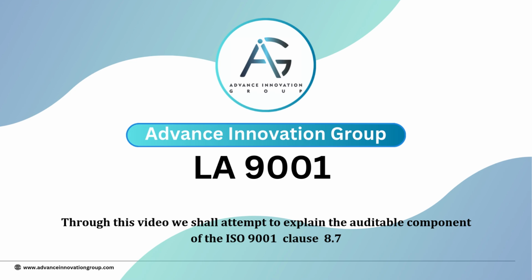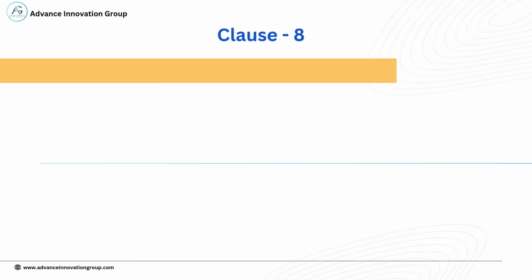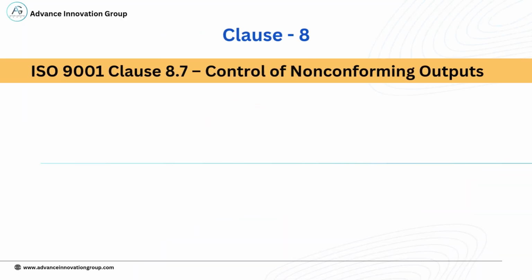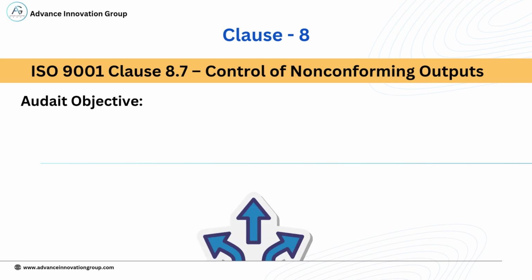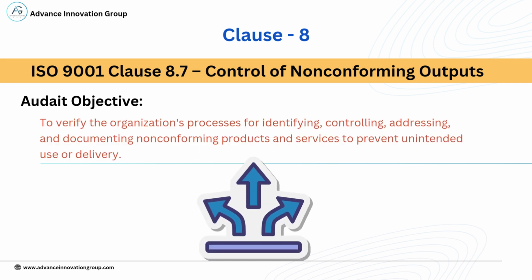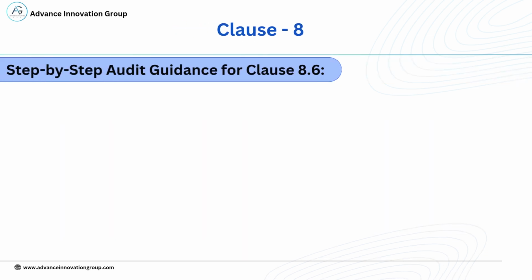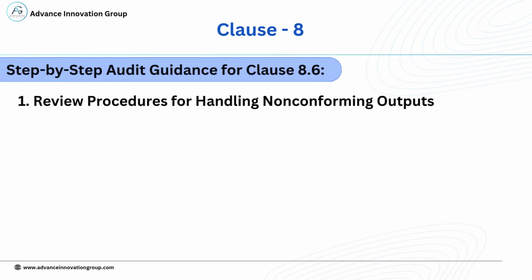Through this video, we shall attempt to explain the auditable component of ISO 9001 Clause 8.7. Clause 8, ISO 9001. Clause 8.7, Control of Nonconforming Outputs. Audit objective: to verify the organization's processes for identifying, controlling, addressing, and documenting nonconforming products and services to prevent unintended use or delivery. Step-by-step audit guidance for Clause 8.7.